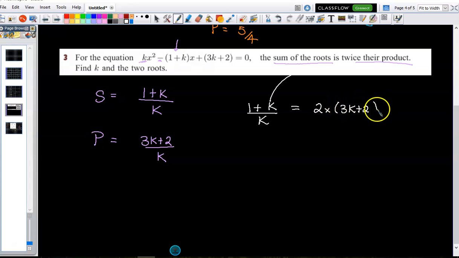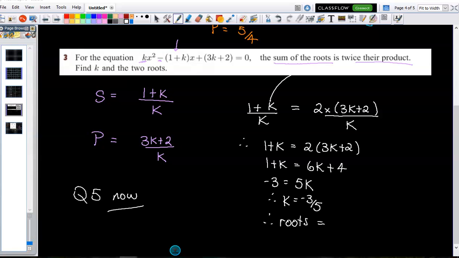3k plus 2. I can see some of you giving me dodgy looks because you go, yeah, but miss, there's fractions. Do I have to worry about the fractions? Why? Same denominator. So therefore, what you are solving is 1 plus k equals 2 times (3k plus 2). Can you solve that? And we're saying, yes, this is okay.